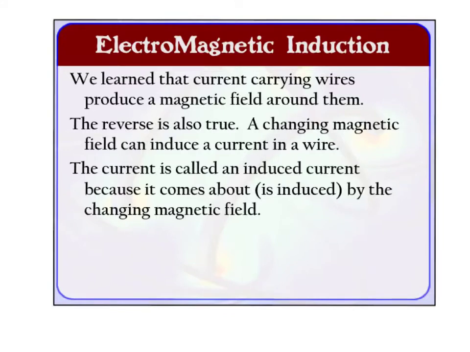So we learned that current-carrying wires produce a magnetic field around them. The reverse is also true. A changing magnetic field can induce or create a current in a wire. Now, this current is called induced because it comes about by the changing magnetic field. There are many different factors that affect induced current: the strength of the magnet, the direction, the speed of the magnet, and so on.